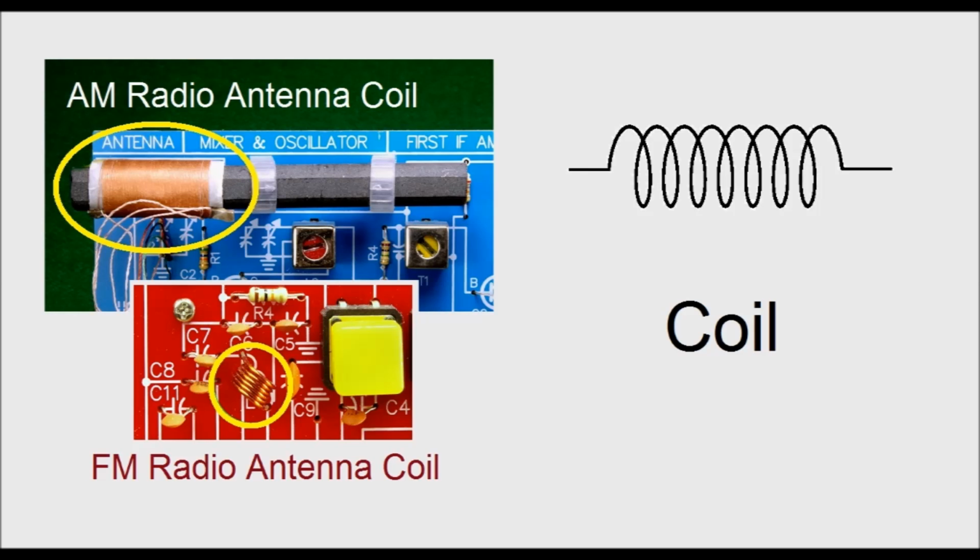The upper photo shows the antenna coil with about 100 turns wrapped around a ferrite core in a tuning circuit of an AM radio. The lower photo shows an air coil with about 6 turns as the tuner of an FM radio. Coils are also used in electromagnets and relays. The graphic symbol is easily recognizable as an air coil.